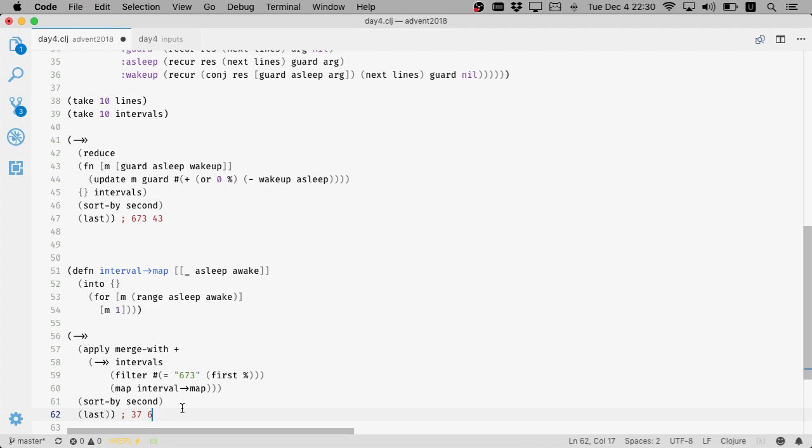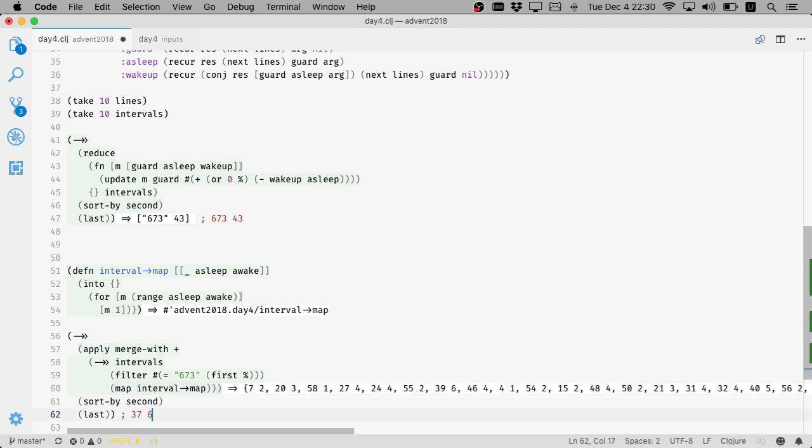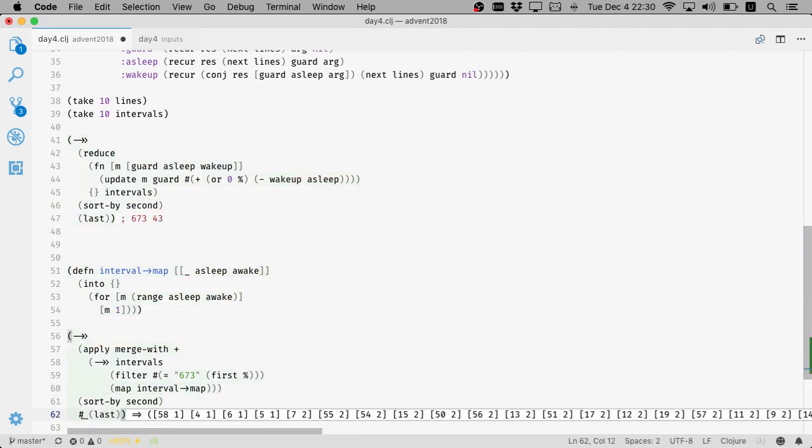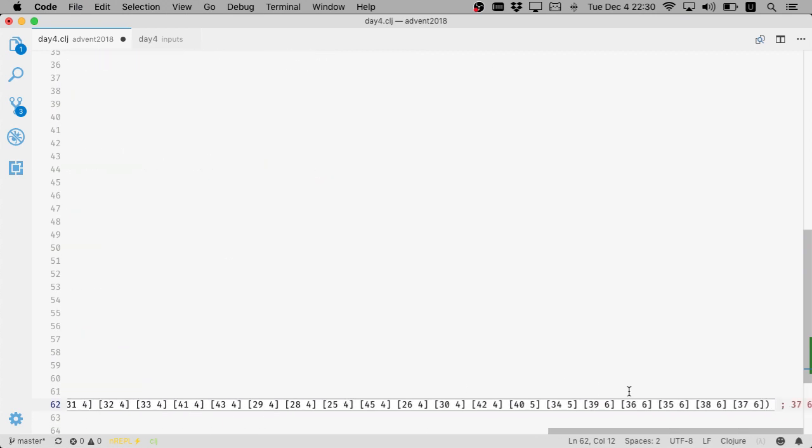Okay. So, I think we got that right. I hope so. Assuming we got that right, and these are minutes. Our guard asleep, right? So this the minutes he was asleep during this. So 21, but actually there are a couple of minutes he was asleep then.